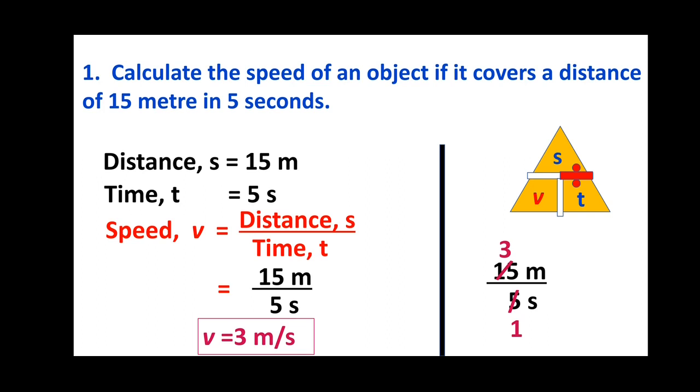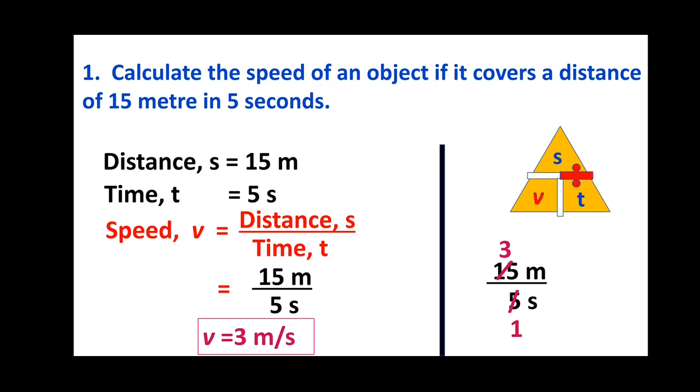And make sure that when you are writing the formula speed v is equal to distance s by time t, if you are just using the symbols like v is equal to s divided by t, you should mention in the side that v represents speed, s represents distance, and t represents time.